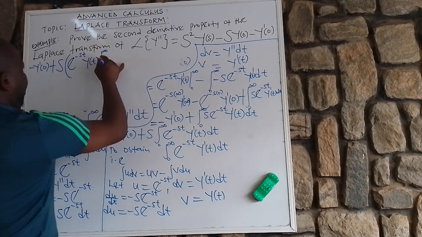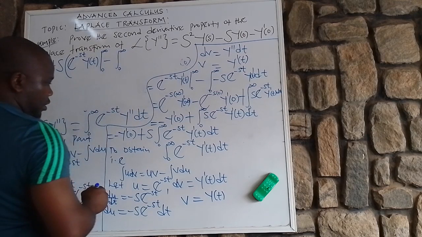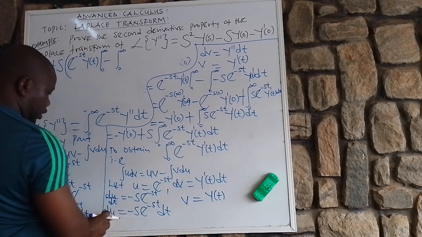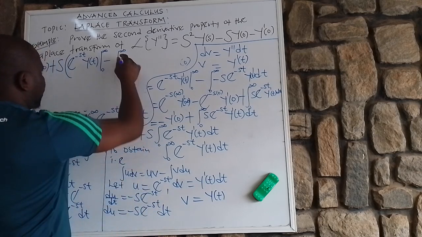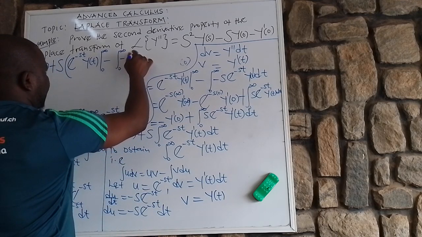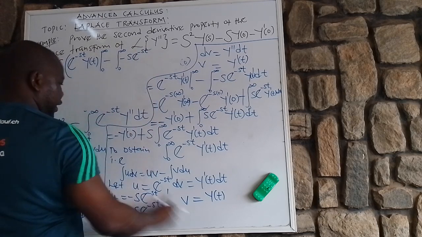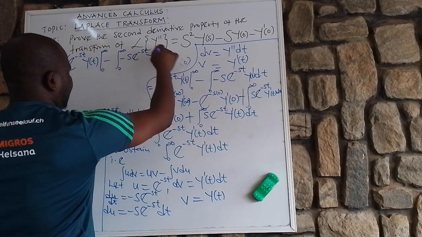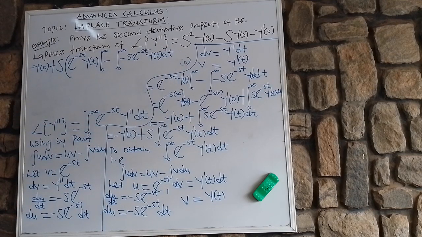Okay, so now minus integral 0 to infinity. Then your v is this, then your du is this, minus s exponential minus st dt. So you write minus s exponential minus st dt, right? Then this is y of t dt, isn't it? Okay? So far so good.